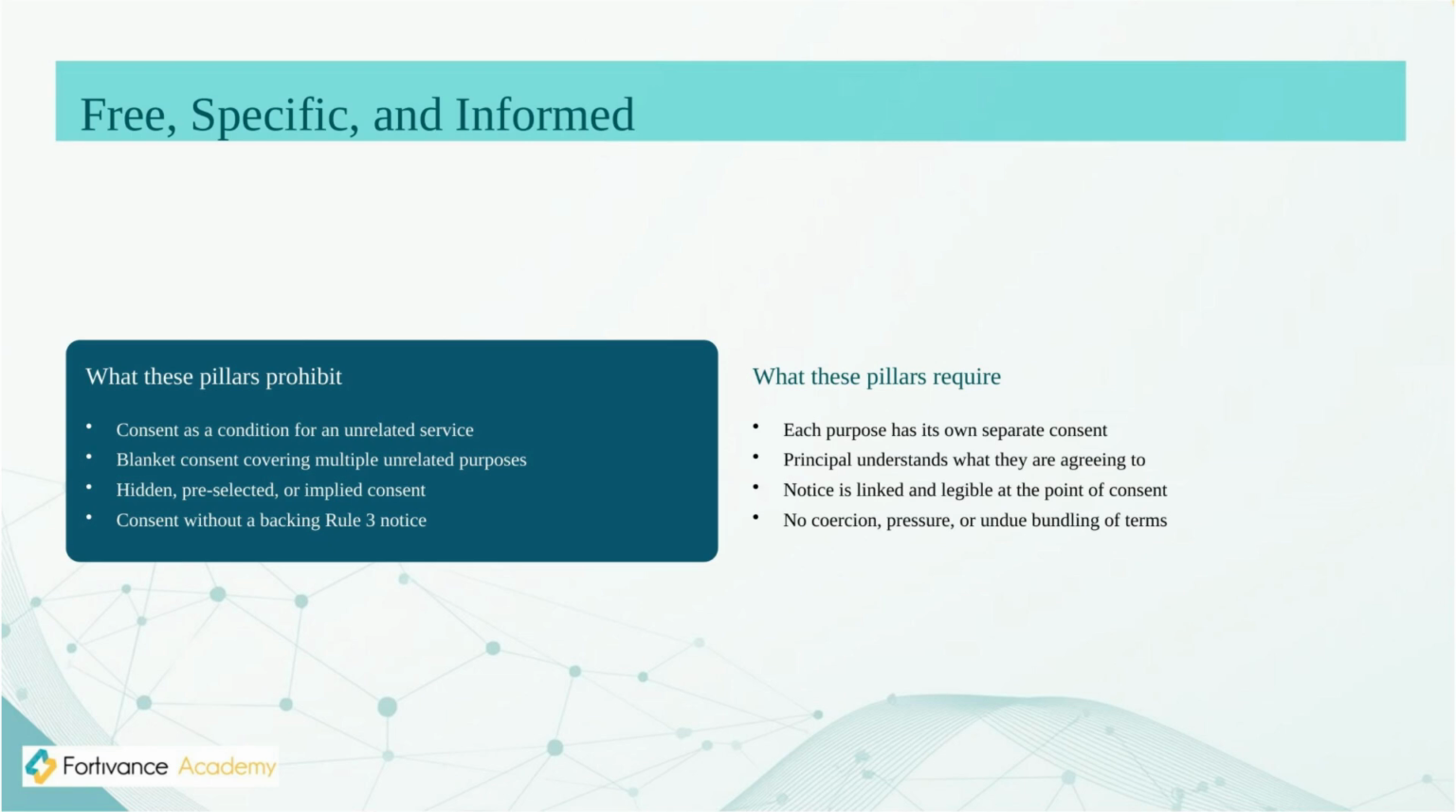And informed. This ties straight back to the notice. The person must have been told in plain language what's happening before they agree. Consent given in ignorance isn't consent at all. Here's a question to sit with. If you pulled aside one of your users and asked them to explain what they consented to, could they? If the honest answer is no, your consent probably fails the informed test. These 3 pillars together ensure the yes you collected was real, understood, and genuinely chosen.